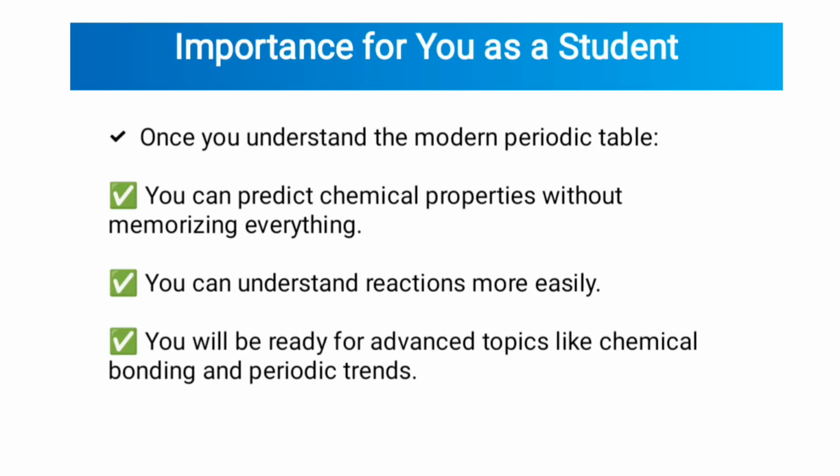Now, importance for you as a student. Once you understand the modern periodic table, my dear student, then you can predict chemical properties without memorizing everything, and you can understand reactions more easily, and you will be ready for advanced topics like chemical bonding and periodic trends. So, my dear student, this is all about today's lecture.